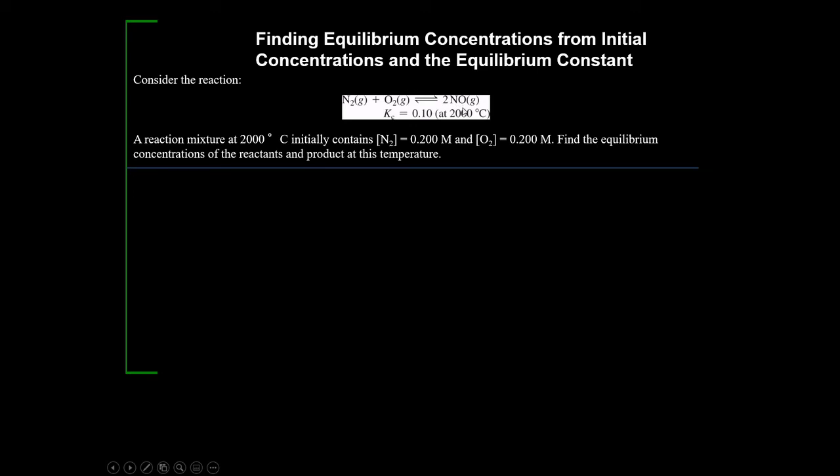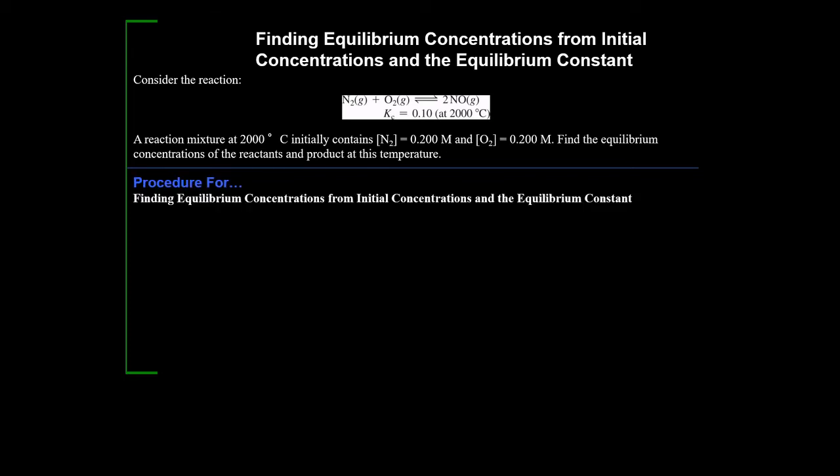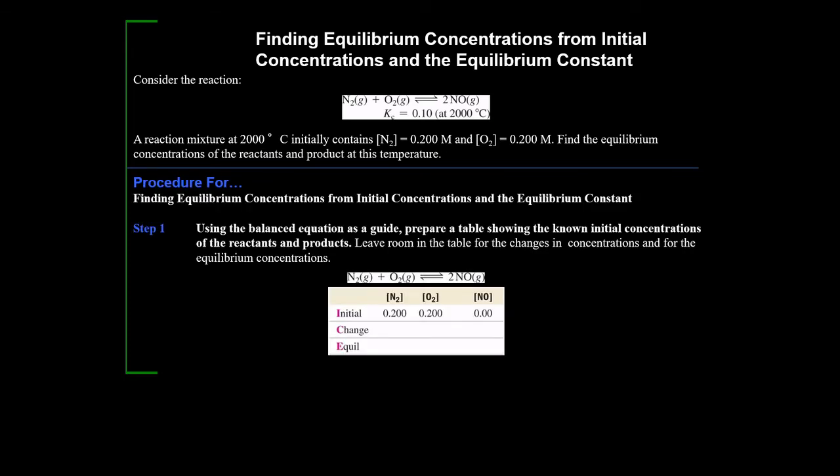Anyway, getting back to the problem here. A reaction mixture at 2,000 degrees C initially contains 0.2 molar N2 and 0.2 molar O2. Find the equilibrium concentrations of the reactants and product at this temperature. So we are given nothing but initial state and equilibrium constant. One quick note here, just like in the last video, if we're not given any information about the product, we assume we start with none of it. And that's what we're going to do here.